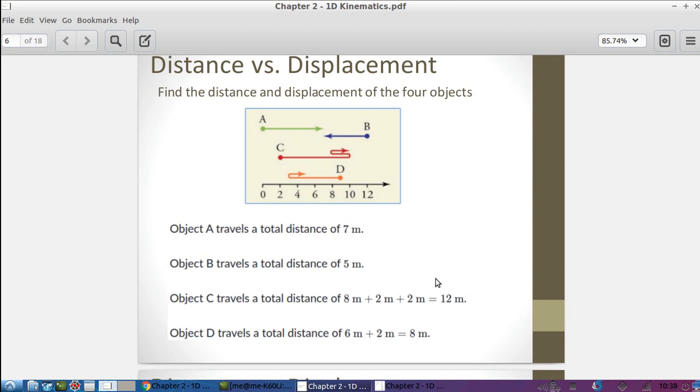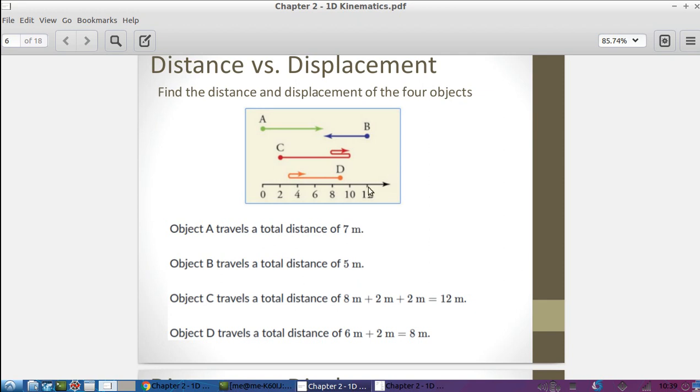Now this is pretty straightforward. Object A is going to start at, we'll say this is the positive x-axis. Object A starts at x equals 0 and it ends at x equals 7. Right? So that's the length of the path that object A travels. Good. We've got a total distance of 7 meters. That's great. Object B, the length of object B's distance traveled is 5 meters.